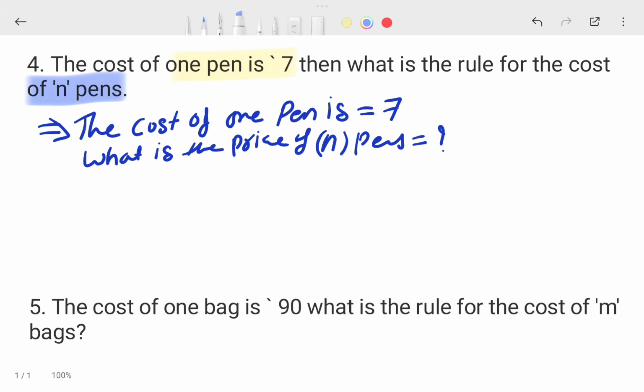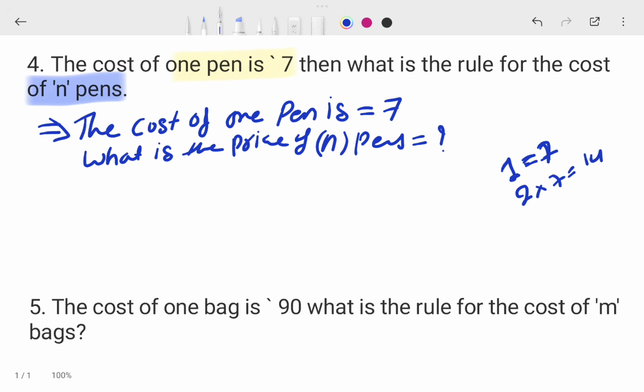So generally, what this question is telling: we know that the cost of 1 pen is 7 rupees. If someone asks you what is the cost of 2 pens, you will say 2 into 7, it is going to be 14 rupees. You will say it directly. If someone asks you, beta, what is the cost of 3 pens?